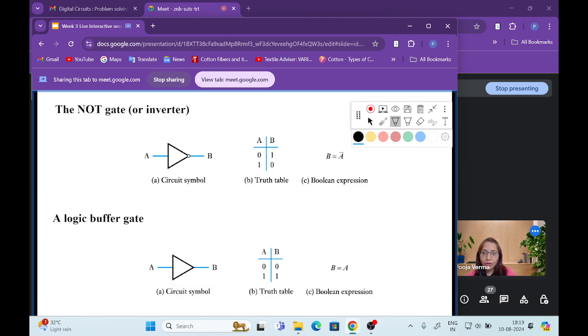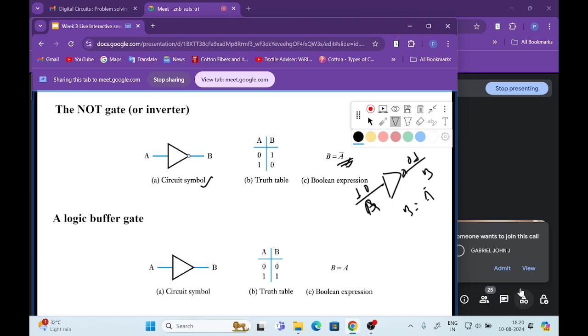The next one is the NOT gate, also called an inverter. The inverter is represented by this symbol. Simple. It always has only one input, and it just inverts the input. For example, if the input is A and the output is B, the output will be A bar. If we give 0 here, then we will get 1. If we give 1, then you will get 0. Just inverted. The Boolean expression for the NOT gate is A bar.